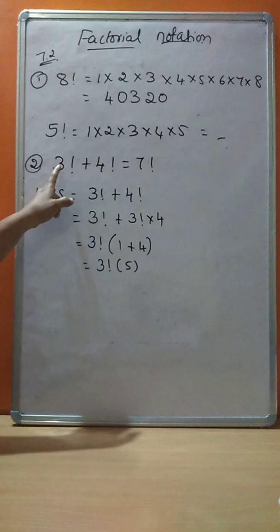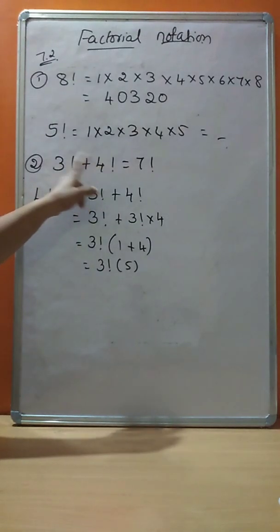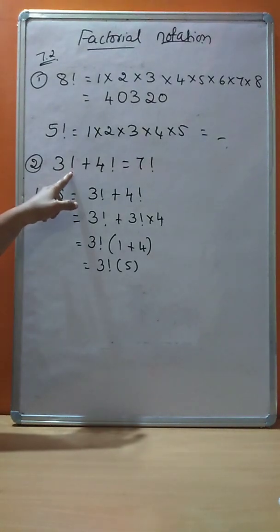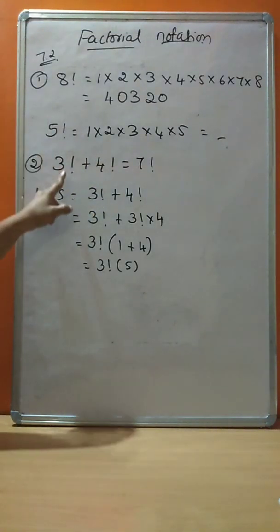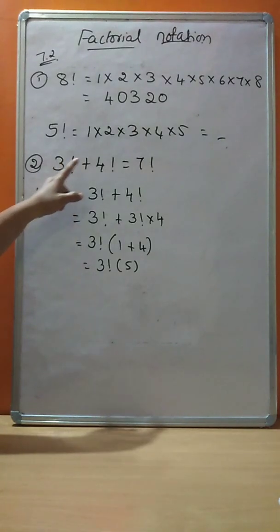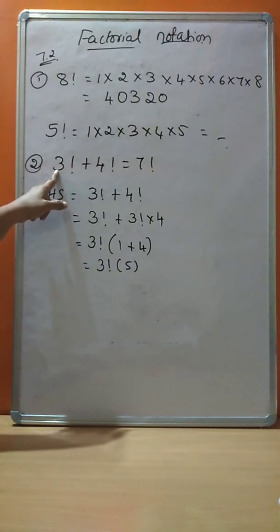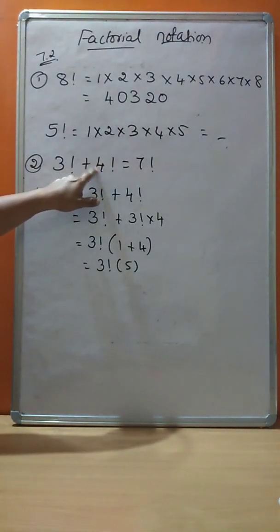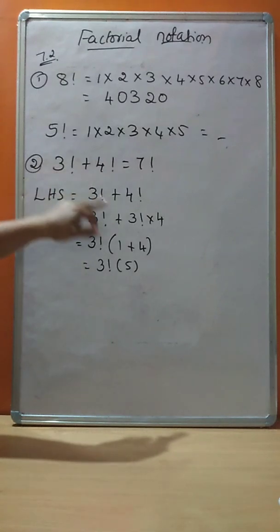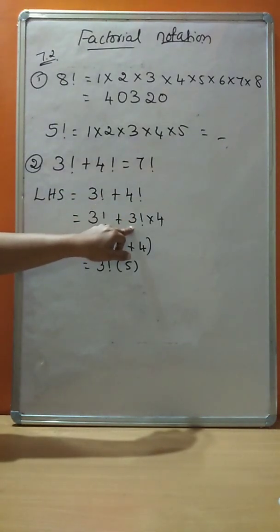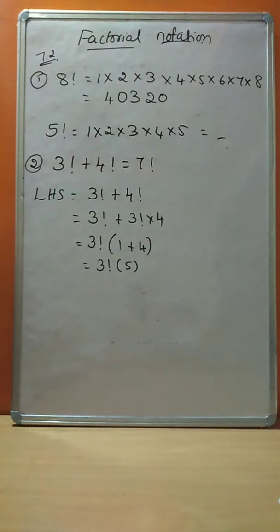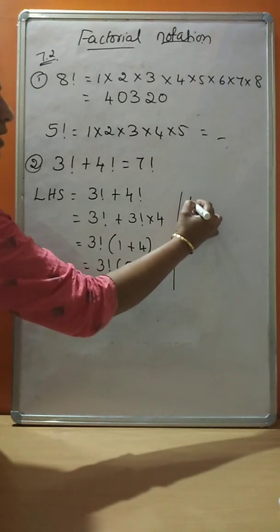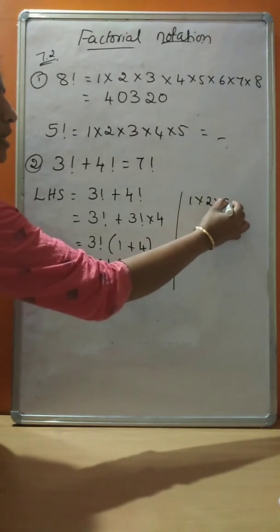We should not add 3 factorial plus 4 factorial as 3 plus 4, 7. No, you should not do like this. Always remember, he has given the factorial notations. For this particular case, you have to select which one is higher and which one is lower, so we can easily write the higher number in the form of the lower number. This 4 factorial can also be written as 3 factorial into 4. If there is any confusion, you can check what 4 factorial is: 1 into 2 into 3 into 4.